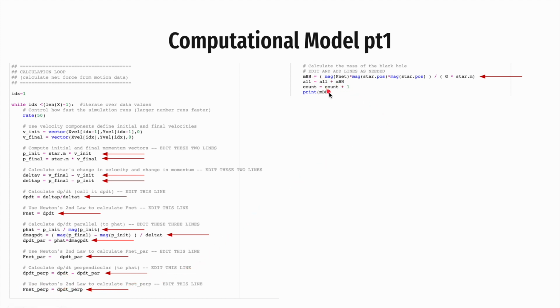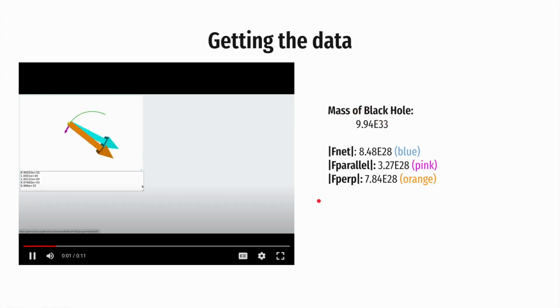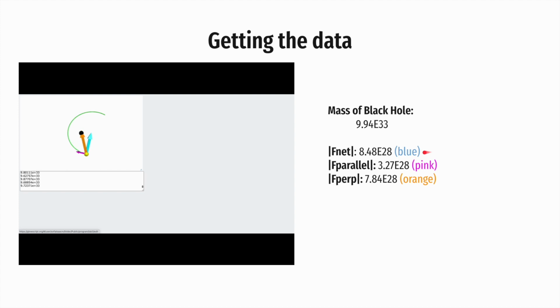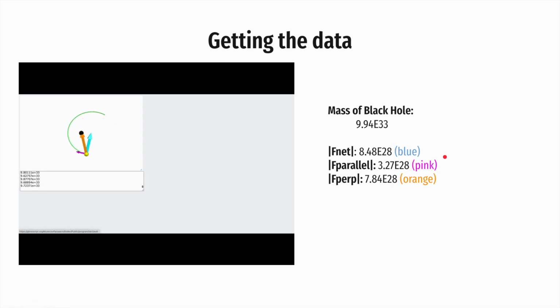So to actually find the mass of the black hole, I rearranged the gravitational force equation in order to equal m, the small m, with the big M being the star. And I found that the mass of the black hole was this value, and I got this computational model out of the code, and I found that F net is the blue arrow, F parallel is the pink one, and F perpendicular is the orange one, as we can see. And I got these values for each of them.